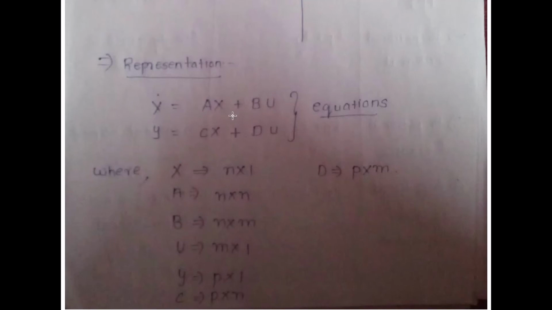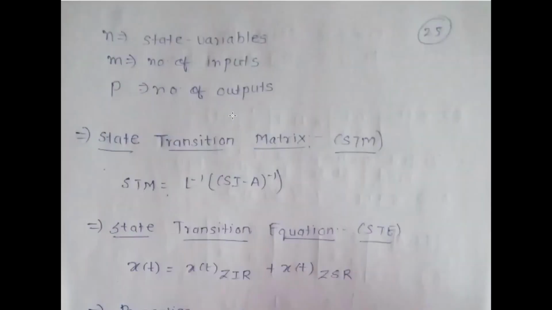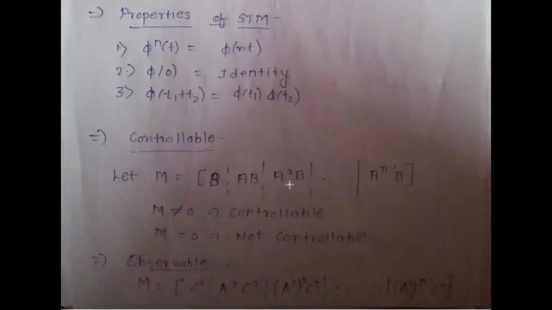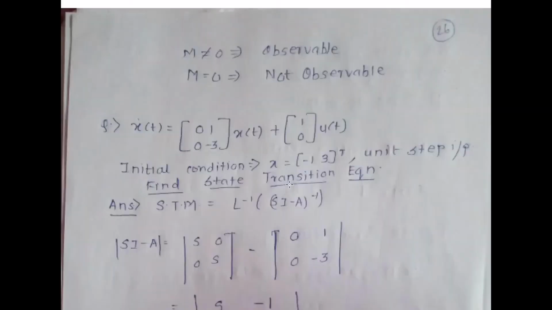You need to remember this equation representation very well. X dash is given as Ax plus Bu and y is given as Cx plus Du. I hope I am very clear with this. If you know this representation very well, you can always find out the state transition matrix, state transition equation, and finally if the particular given system is controllable or observable.